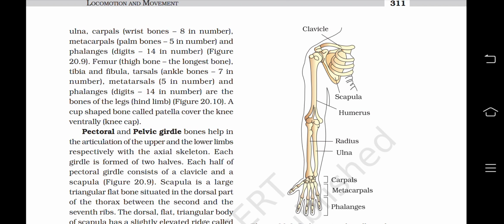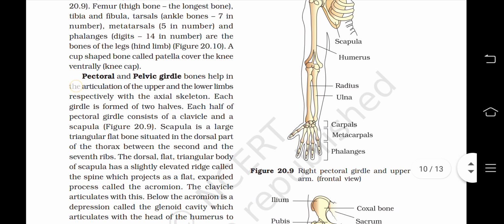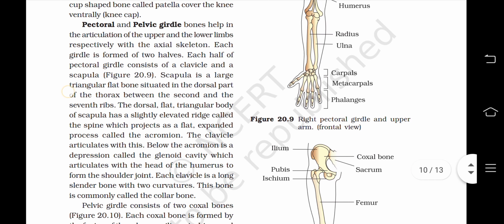Femur, thigh bone, the longest bone, tibia and fibula, tarsals or ankle bones 7 in number, metatarsals 5 in number, and phalanges or digits 14 in number are the bones of legs and hind limb. A cup-shaped bone called patella covers the knee ventrally, the kneecap. Now pectoral and pelvic girdle bones help in the articulation of upper and lower limbs respectively with the axial skeleton.